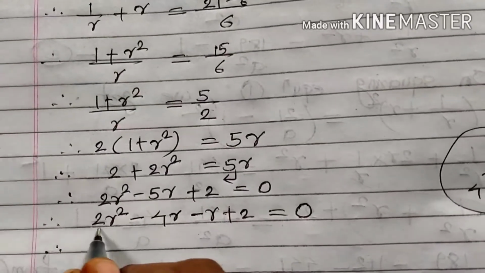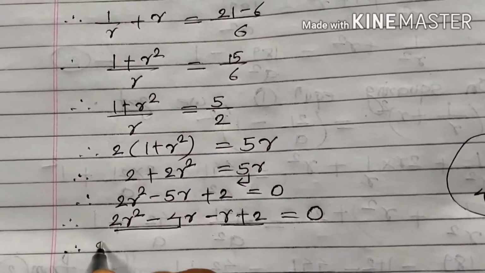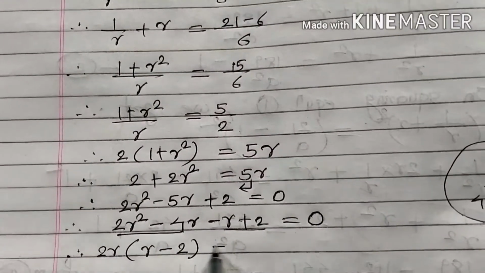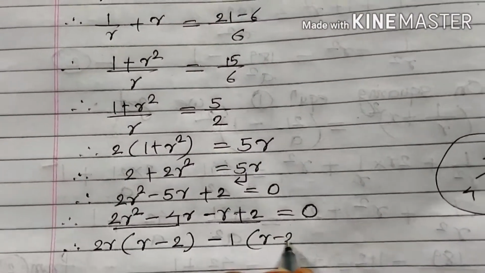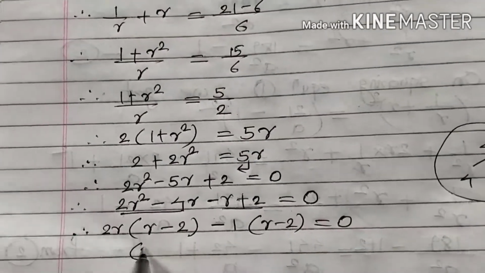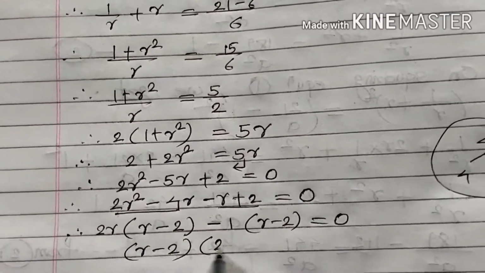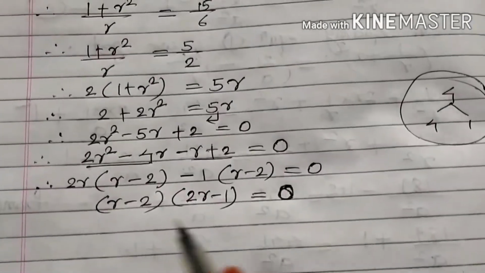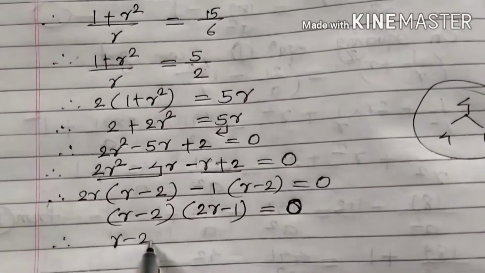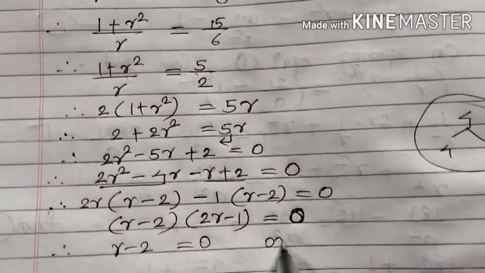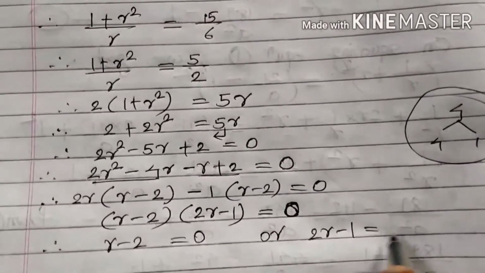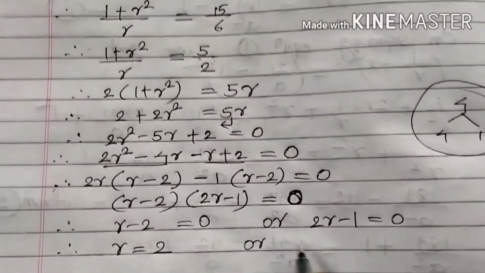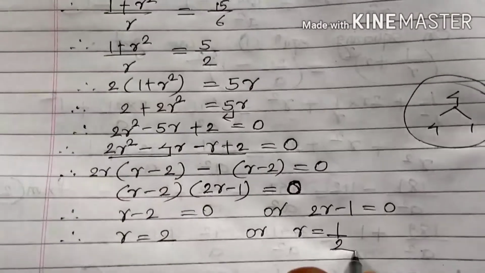Therefore from this and this take 2r common, so it is r minus 2. Here minus 1 common, so it is r minus 2, which is equal to 0. That's why r minus 2 in one bracket and 2r minus 1 in the second bracket. Therefore r minus 2 is equal to 0 or 2r minus 1 is equal to 0. Therefore r is equal to 2 or r is equal to 1 upon 2.